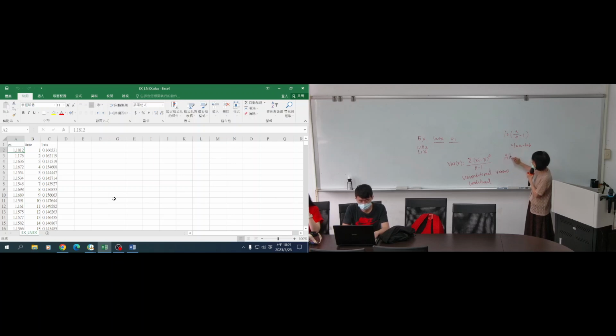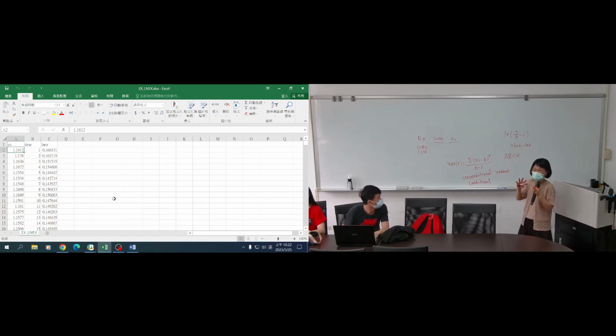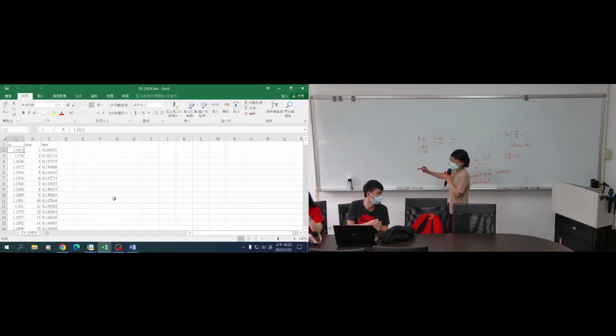ARCH means Autoregressive Conditional Heteroscedasticity. Do you remember we learned heteroscedasticity? What is heteroscedasticity? If we're talking about the matrix, maybe those engineering students can measure more easily using the matrix.